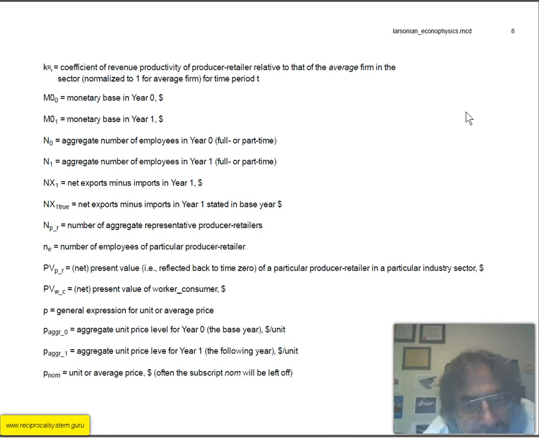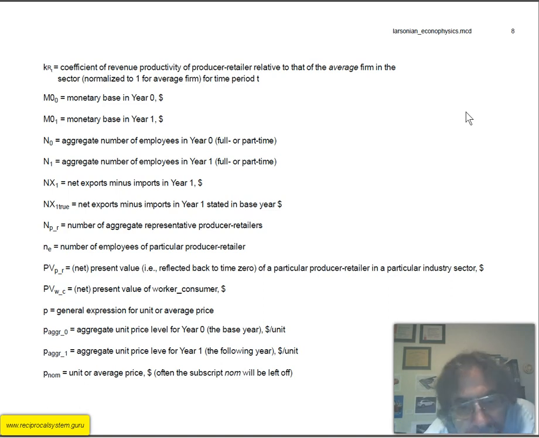N sub P underscore R equals number of aggregate representative producer-retailers. Small n sub E equals number of employees of a particular producer-retailer. Capital PV sub P underscore R equals the net present value reflected back to time 0 of a particular producer-retailer or a particular industry sector, dollars. PV sub W underscore C equals net present value of worker-consumer in dollars.